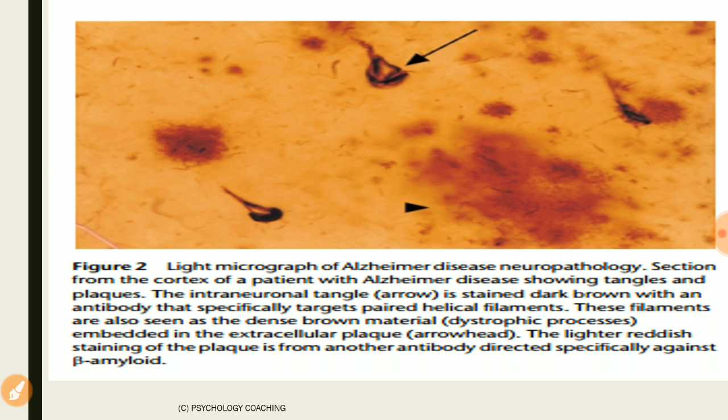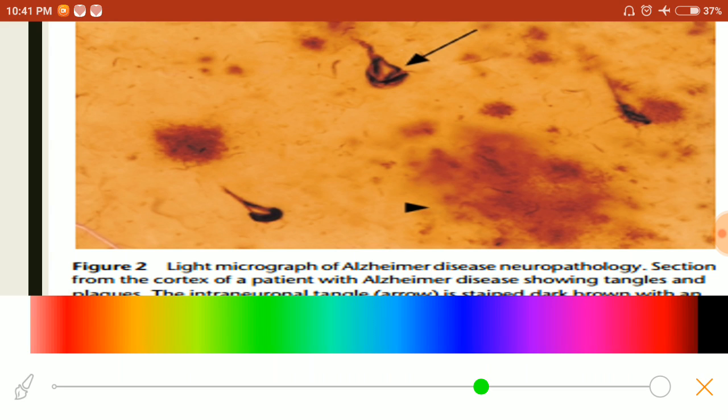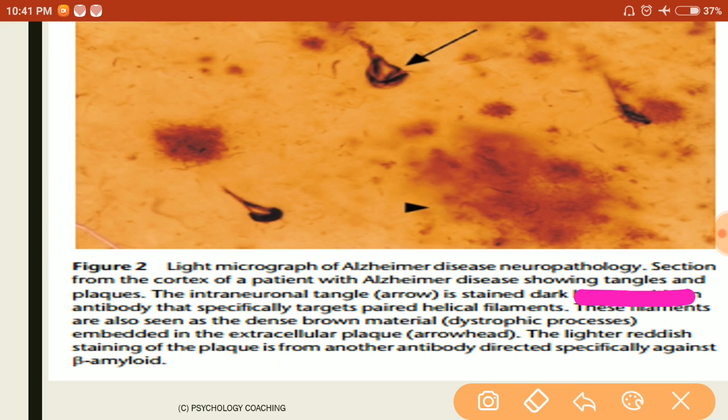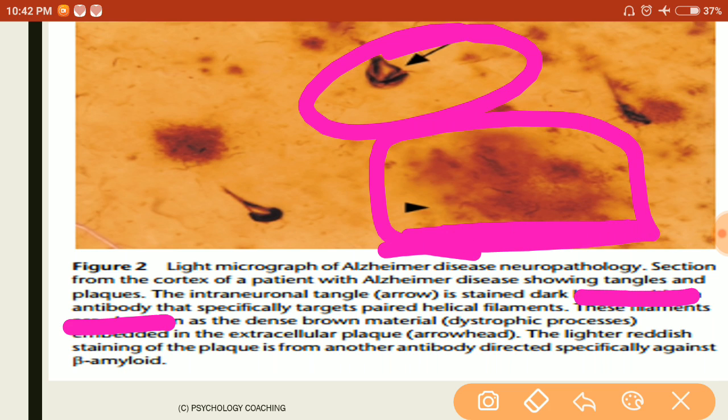This picture tries to describe the different tangles and plaques in the brain of an Alzheimer's patient. So, let me show you the tangles and the plaques, right? This arrow is a tangle and the reddish area, this one, is the plaque.